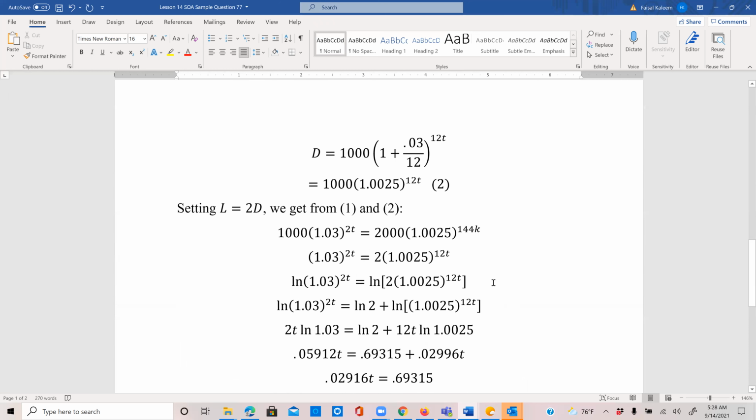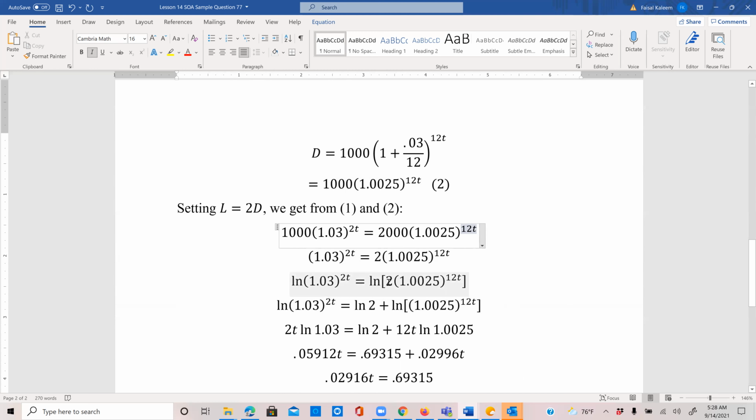So we first set Lucas's balance equal to twice Danielle's to see what's going on. Lucas's was 1,000 times 1.03^(2t), equals twice Danielle's. Danielle's was 1,000 times this, so twice of this means 2,000 times 1.0025^(12t). Okay, and now we divide both sides by 1,000, and then we take ln of both sides.